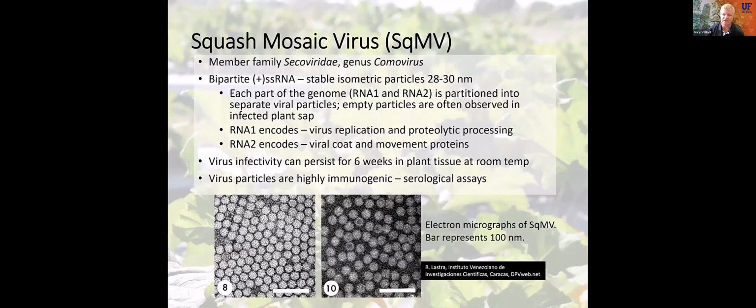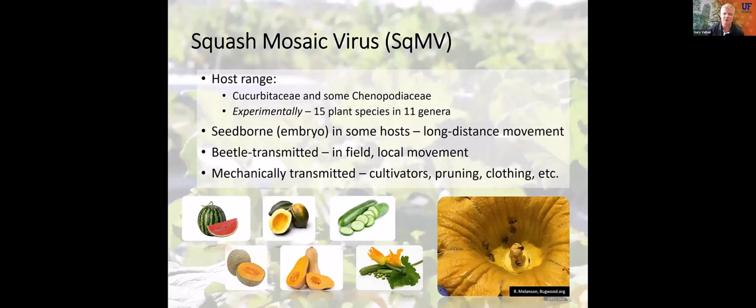serological assays for testing. So the host range of squash mosaic virus itself: it can naturally infect a number of cucurbit species, and some species within the Chenopodiaceae, such as lamb's quarters or goosefoot. But experimentally it has been found to cause symptoms on over 15 plant species and 11 different genera. It is a seed-borne virus, and that is pretty much how it is moved long distance globally. Unlike other seed-borne viruses, though, this virus locates within the embryo itself, so it makes it very difficult to surface disinfest the seed to remove the virus.